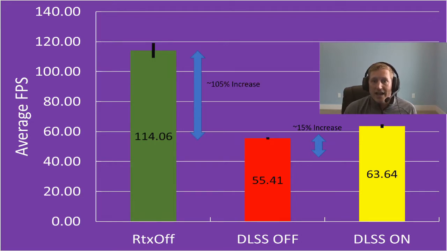That kind of pales in comparison to the increase in frame rate you get by just turning ray tracing off. So it's 105%, or more than a doubling in frame rate, by having ray tracing turned off.